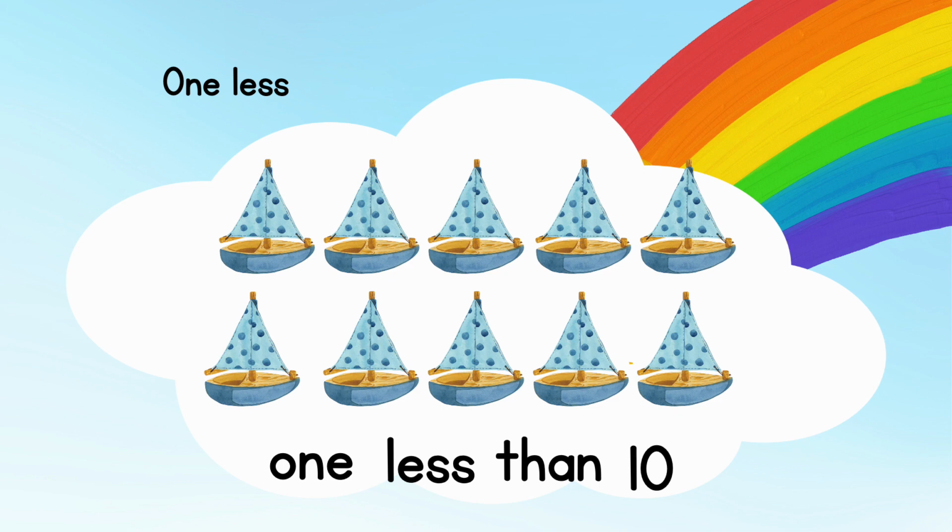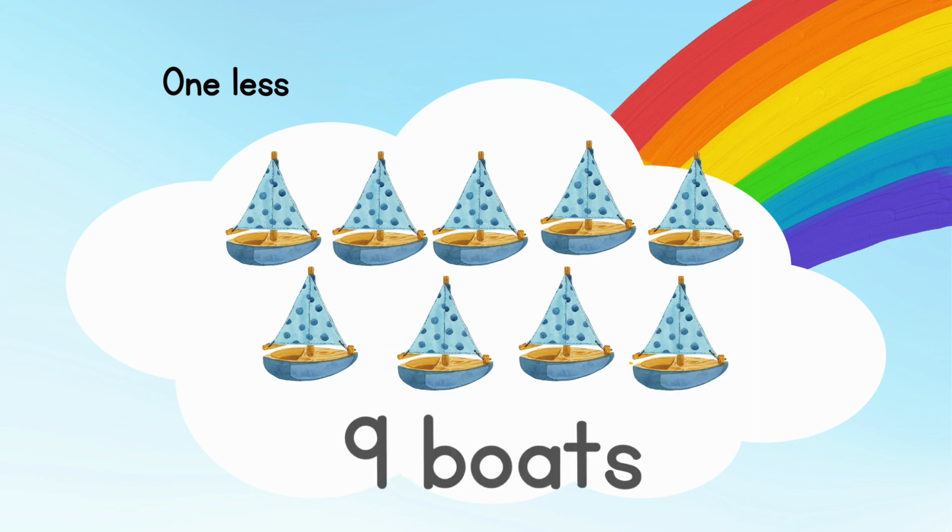10 boats. Let's count them. 1, 2, 3, 4, 5, 6, 7, 8, 9, 10. 1 less than 10 is, let's take one away. So 1 less than 10 is 9 boats.